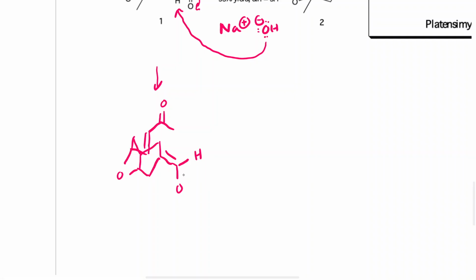So we end up with this molecule, and oxygen now has a negative charge on it, which is offset by the positive charge of the sodium and H2O. This alkene is electron rich, so it has the ability to attack somewhere else in the molecule.